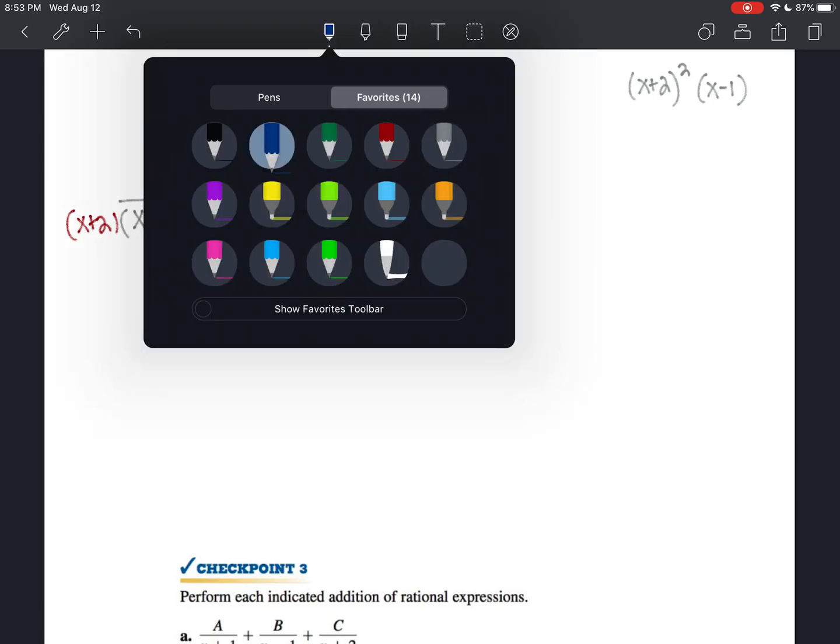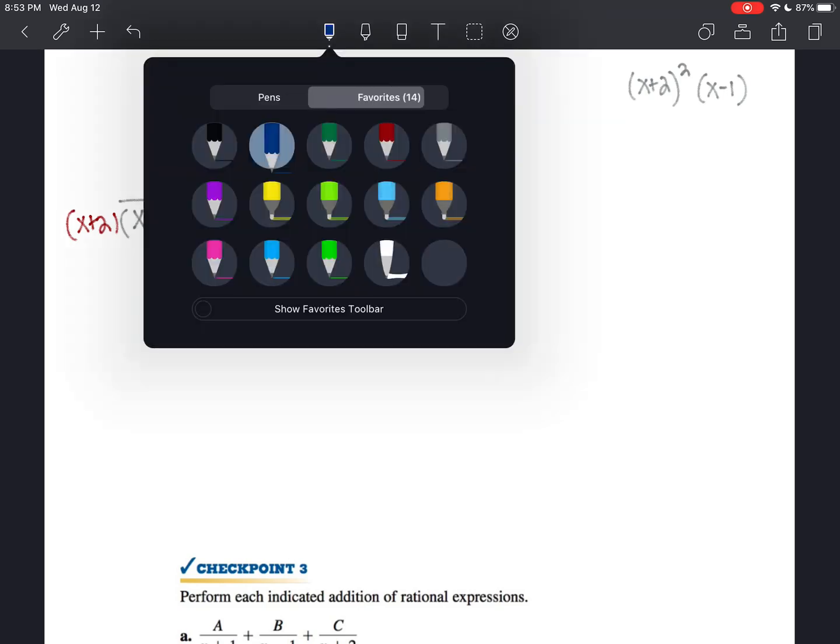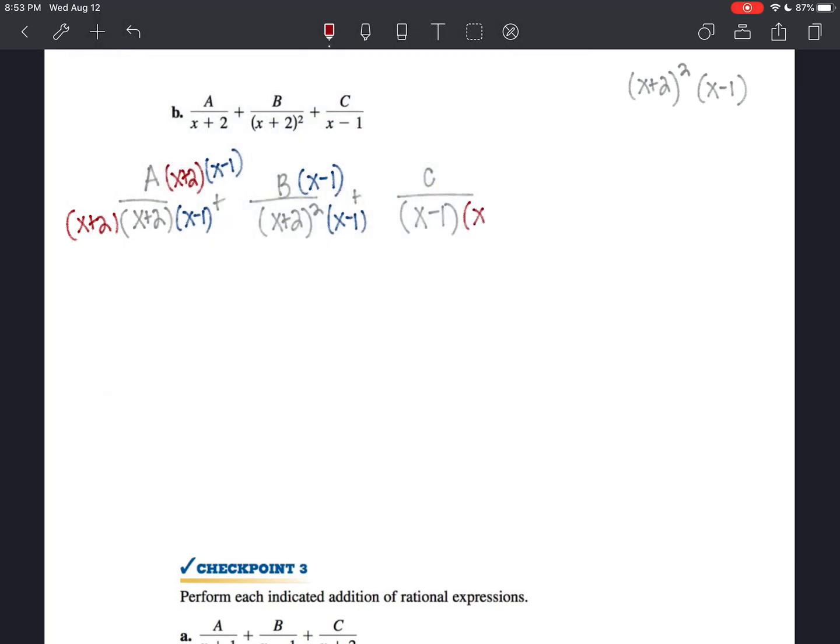Okay, what's the second fraction need? The second fraction just needs an x minus 1. Okay, so x minus 1, x minus 1. And the third fraction needs an x plus 2 squared. So the next fraction needs an x plus 2 quantity squared. So my common denominator is x plus 2 quantity squared times x minus 1.